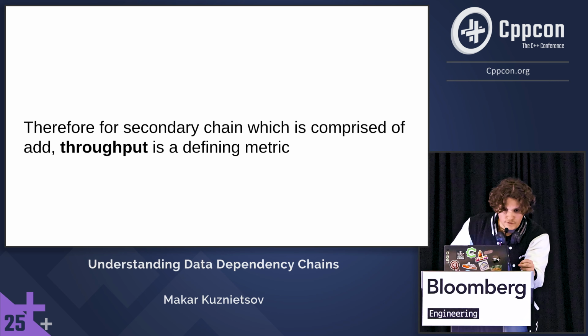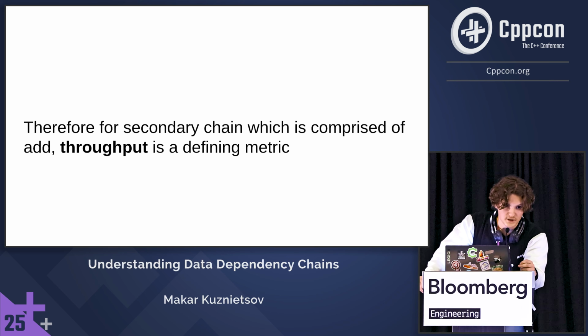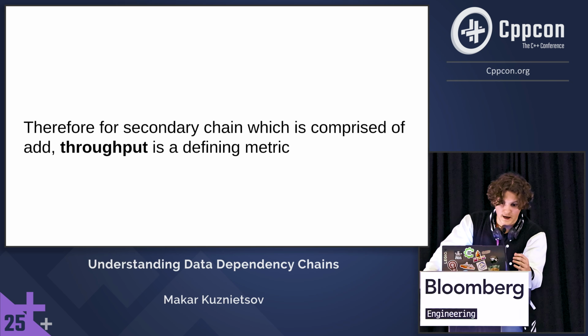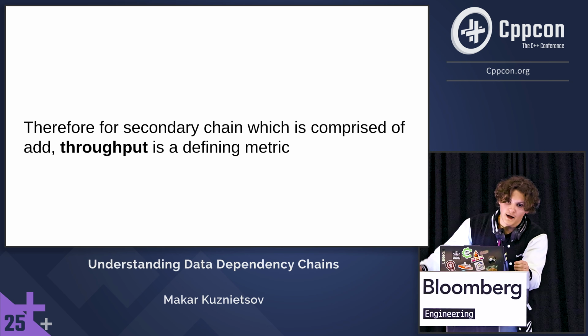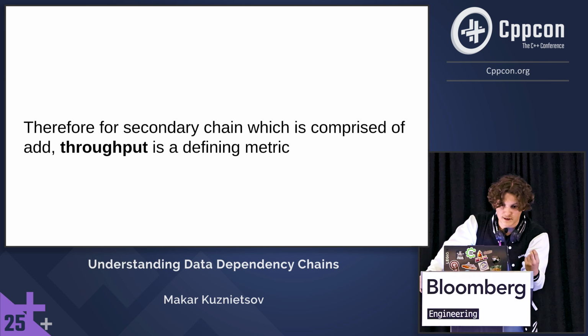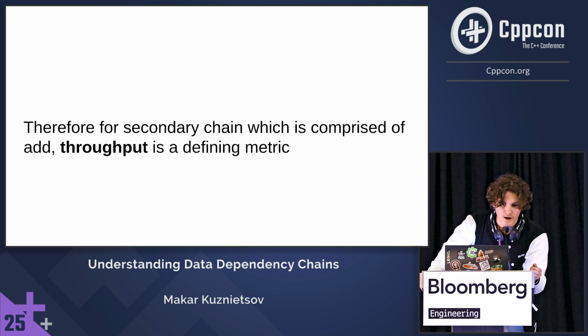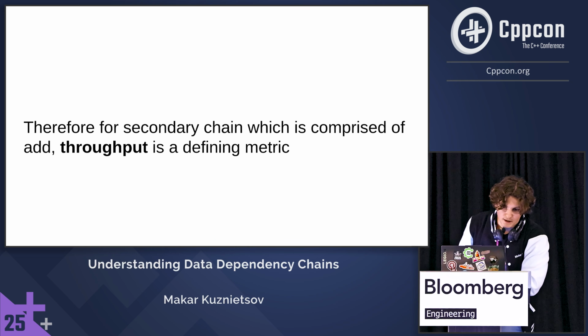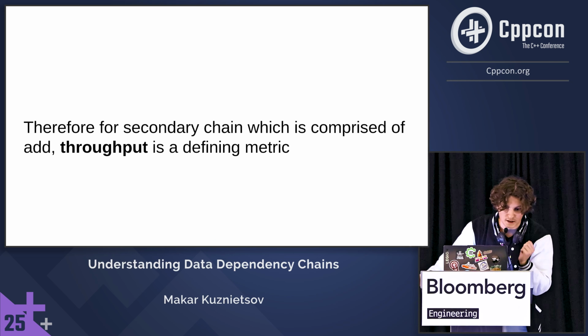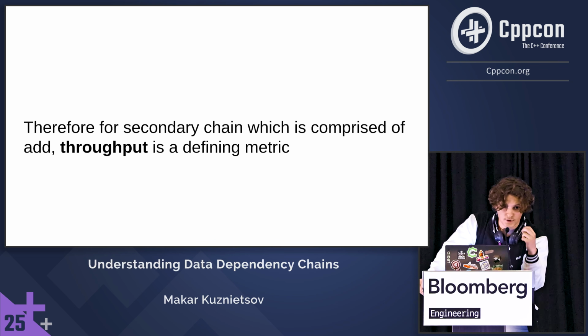So basically, for the secondary chain, which comprises actually loading data from this pointer and summing to the accumulators sum even and sum odd, the throughput is what defines the performance. By throughput, I mean how many instructions per cycle can be issued in parallel. And in this case, it's 2 instructions because we are limited by the CPU that can issue a max of 2 loads.